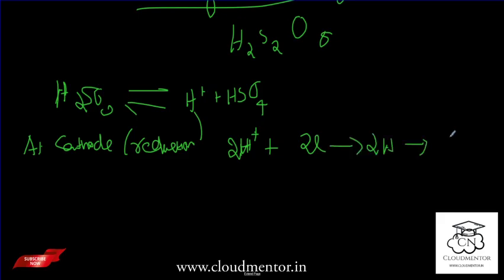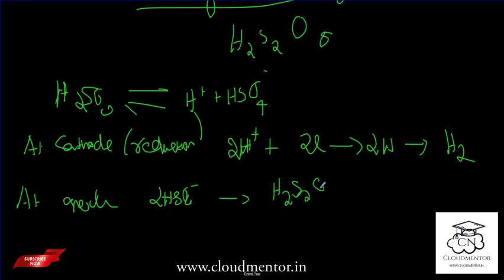And at anode, that is oxidation, and the reaction will be HSO4 minus releases electrons and forms H2S2O8, that is disulfuric acid, H2S2O8, plus 2 electrons. And this H2S2O8 on hydrolysis gives H2O2, which is separated by distillation under reduced pressure.